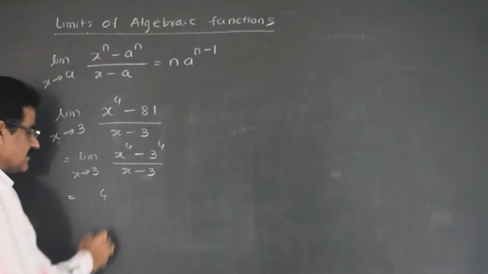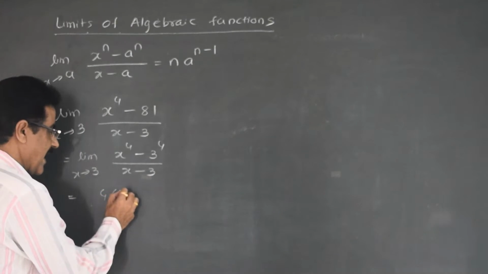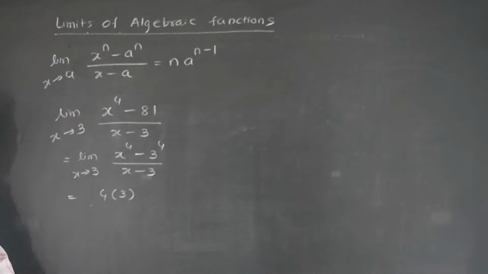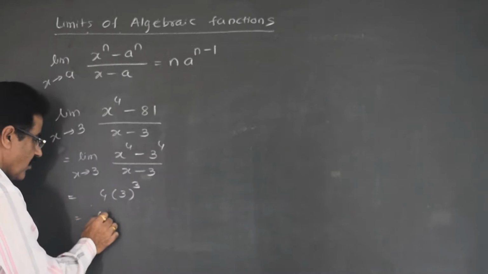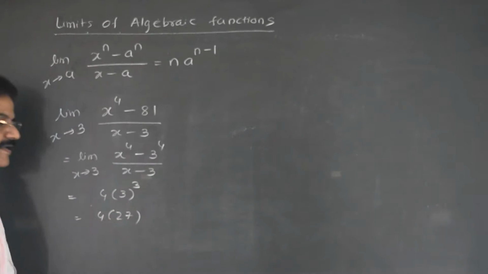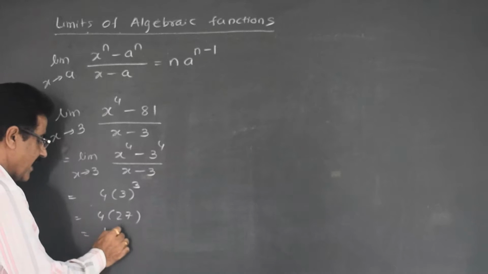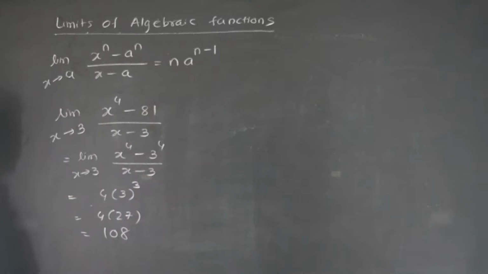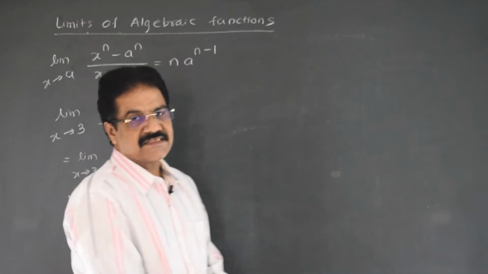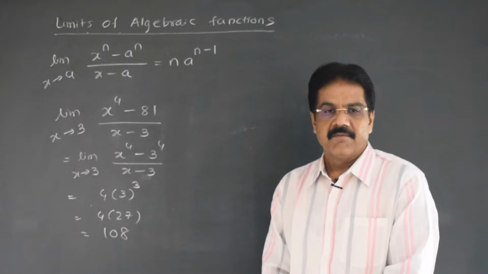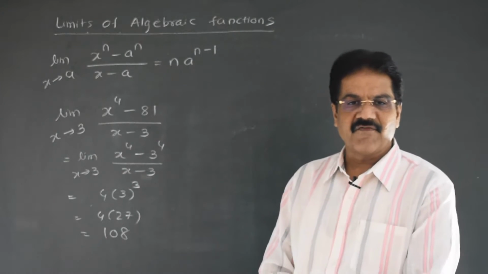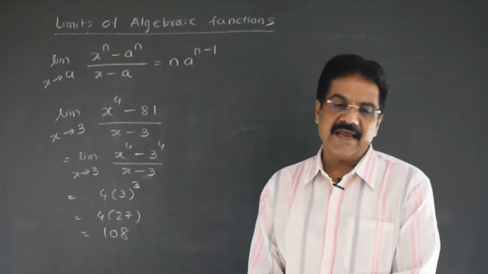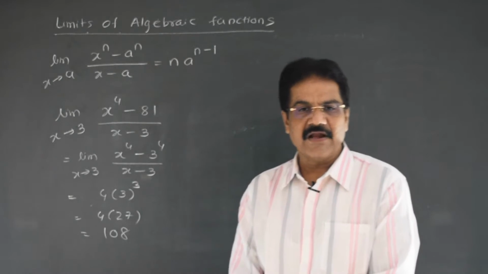So we can use that formula straight away. Write down the final answer as 4 into a, means 3, raised to n minus 1. So 4 minus 1 is nothing but 3. So here we get 4 into 27 and ultimately we get the final value of this example as 108. So 108 is called the limiting value of the function, means whenever the value of x is as good as 3, then the value of the function is as good as 108.